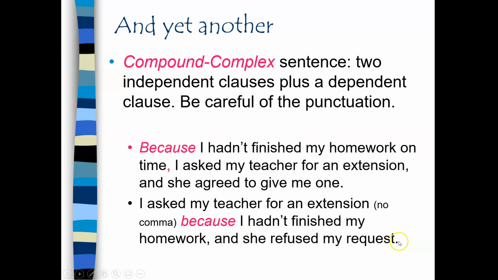She refused my request is an independent clause. I'm joining it to the rest of my sentence with a comma. So that's the most difficult type of sentence structure.